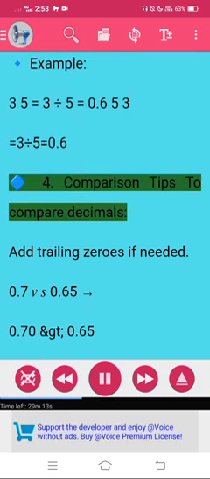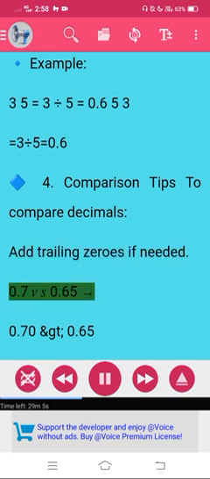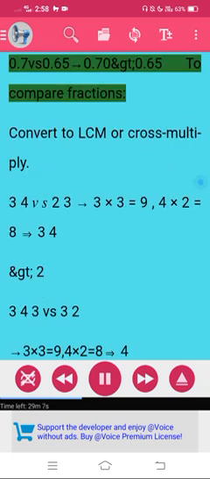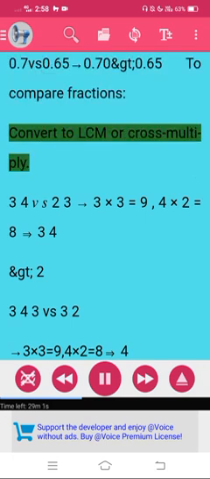Four. Comparison tips. To compare decimals, add trailing zeros if needed. 0.70 versus 0.65: 0.70 is greater than 0.65. To compare fractions, convert to a common denominator using the LCM or cross multiply.